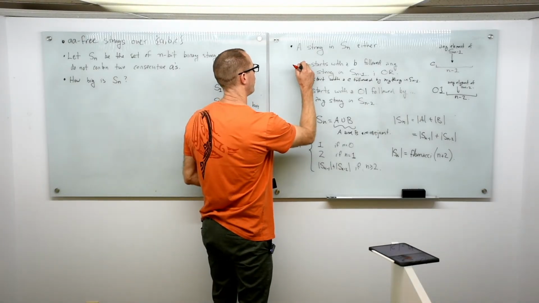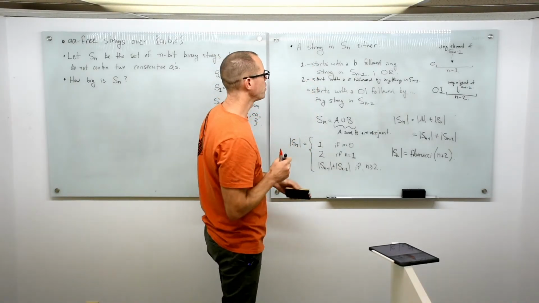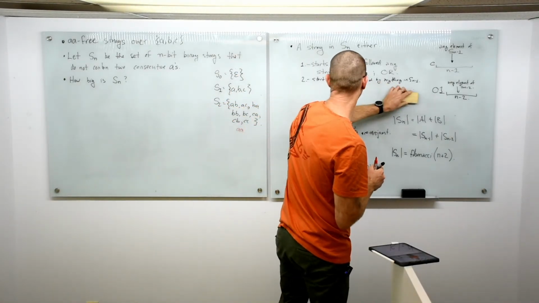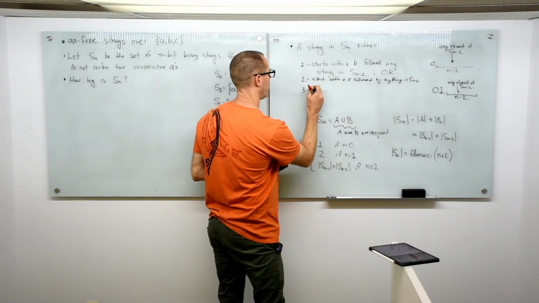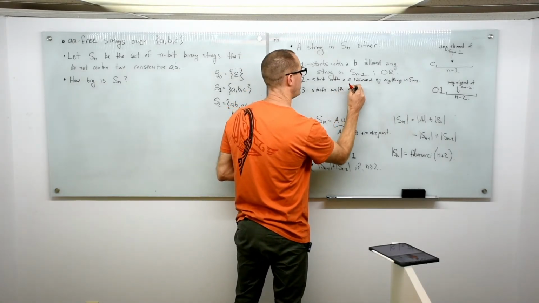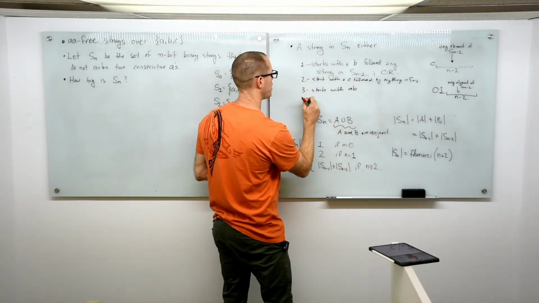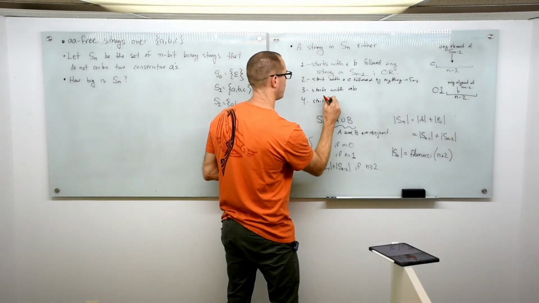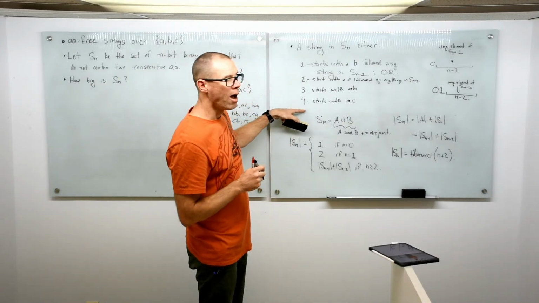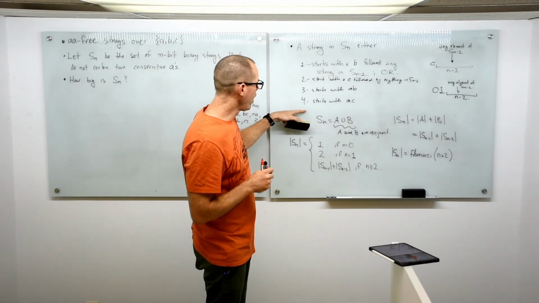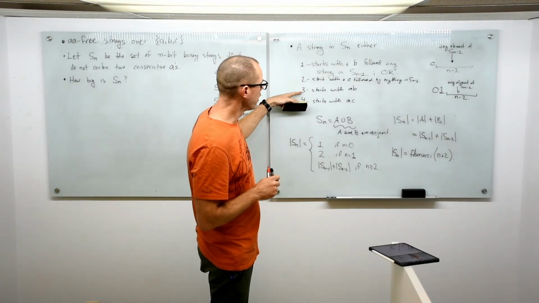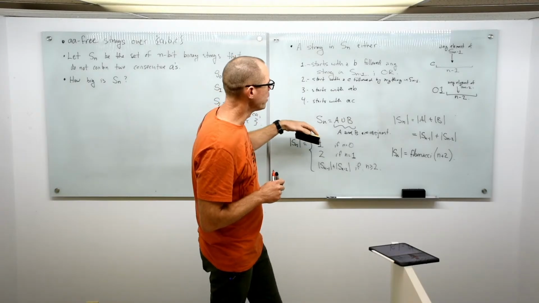So option 1 is it starts with a B, option 2 is it starts with a C, and option 3 is it starts with AB. Option 4 is it starts with AC, and there's no option 5. It's not allowed to start with AA because we're trying to avoid 2 A's in a row. Okay, so let's look at the AB case. The AC case will be the same.